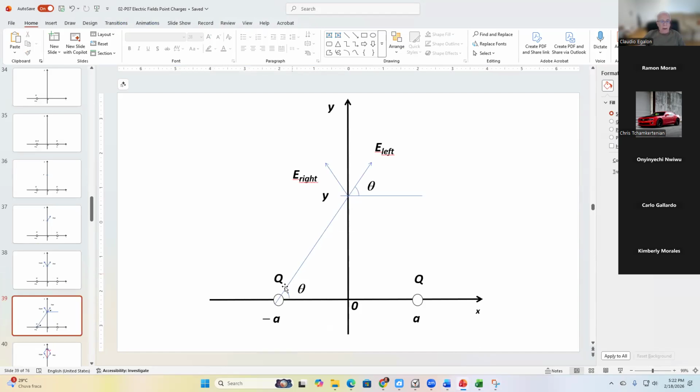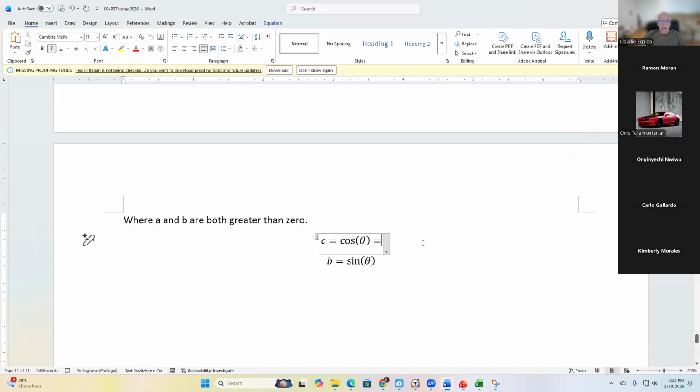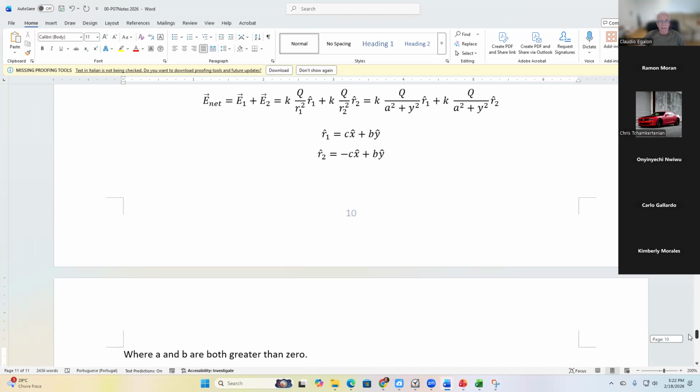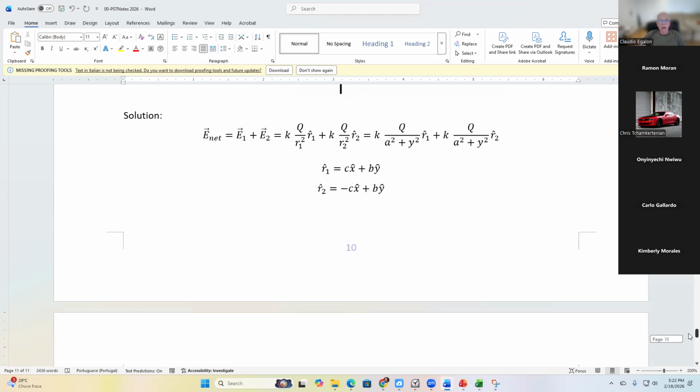And by the way, A divided by R is cosine of theta as well, and here it is going to be Y divided by R. Now we have C and B in terms of known values, and we can finish writing our stuff down.